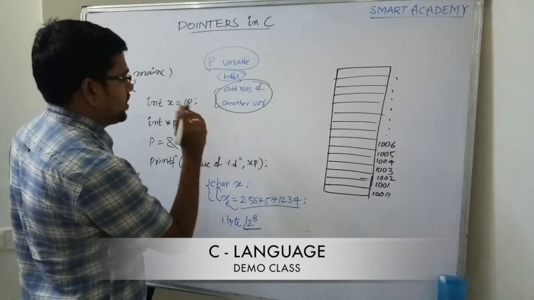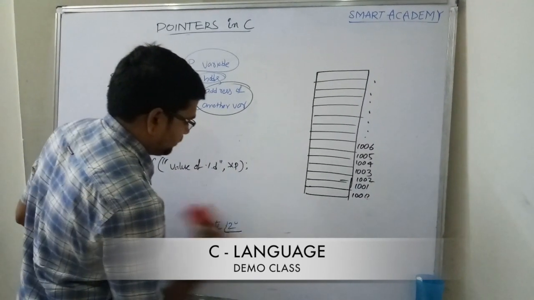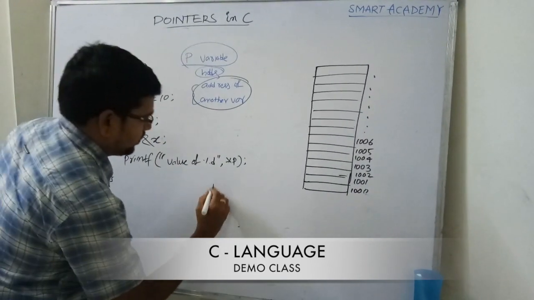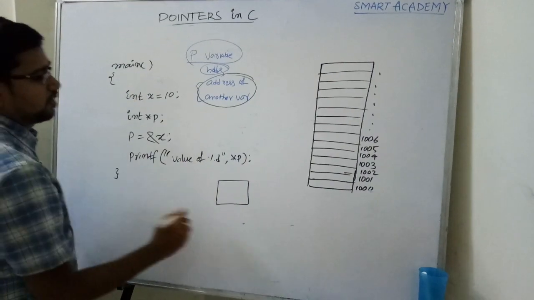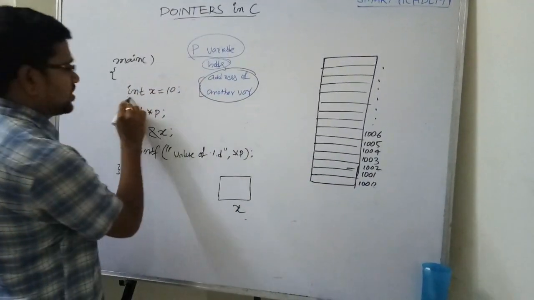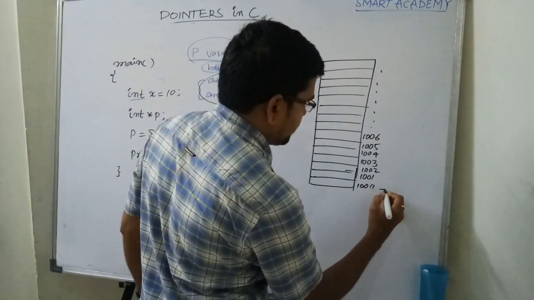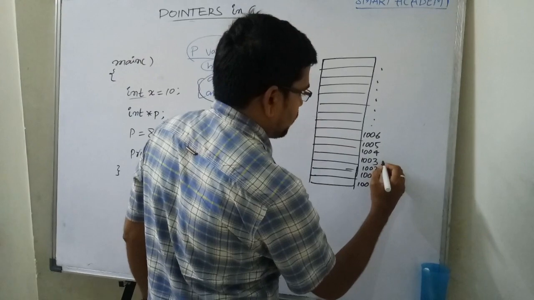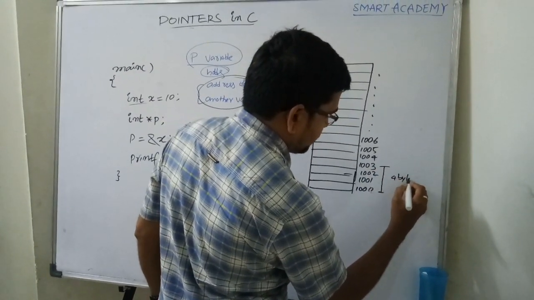As I mentioned, p is a variable which holds the address of another variable. I have defined x here, so this is my x. My x is an integer, and as I mentioned, an integer takes 4 bytes, so from 1000 to 1001, 1002, 1003. This is 4 bytes.